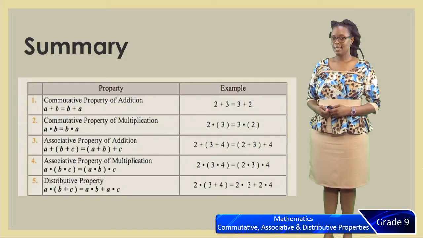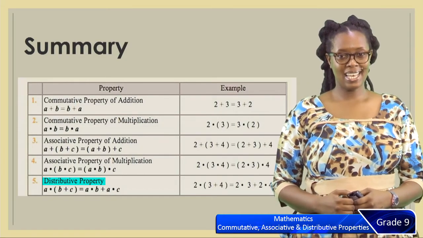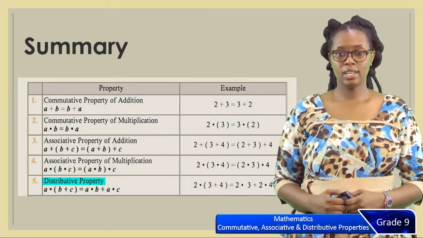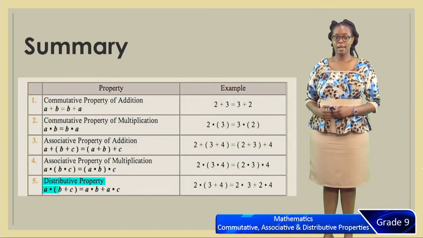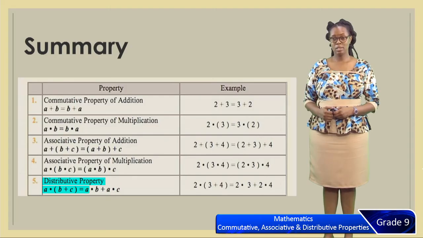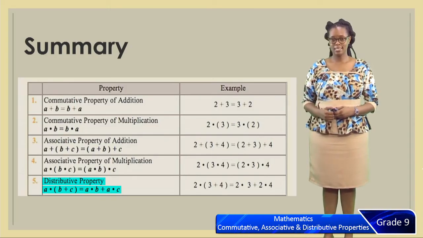And lastly, the distributive property. The distributive property states that multiplication is distributed over addition and subtraction. So if we have A multiplied by B plus C, that would be the same as A multiplied by B plus A multiplied by C.